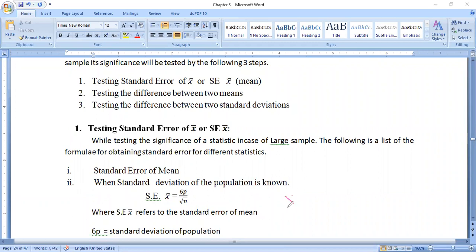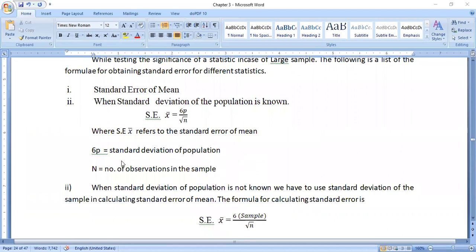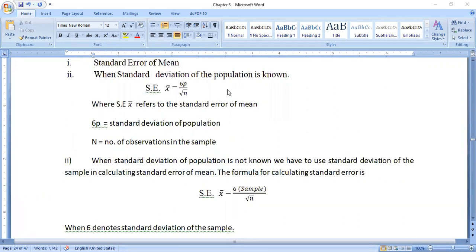SE x bar is equal to standard deviation p divided by under root n. Here SE x bar refers to standard error of mean, standard deviation p is equal to standard deviation of population, and n stands for the number of observations in the sample. This is when the standard deviation of the population is known.